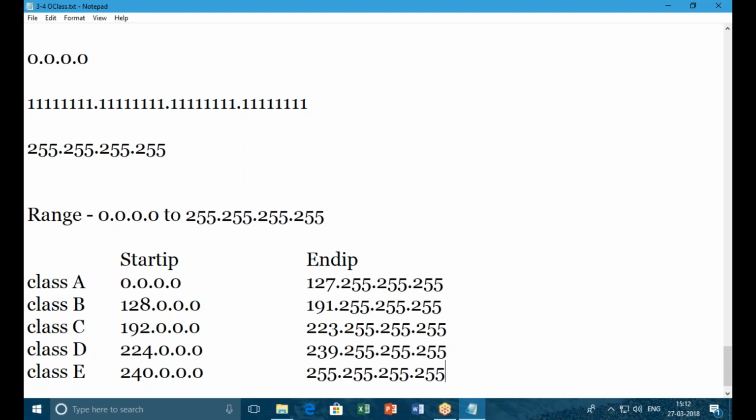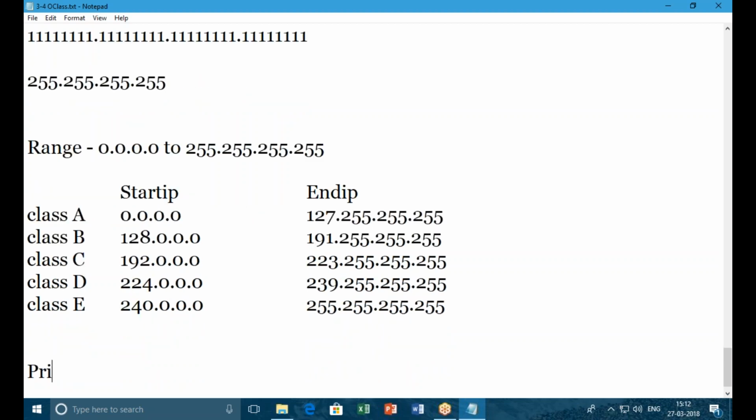Okay. Now, how do we get these ranges? It's based on the priority bit. Why should class A end with 127 or why should class C start with 192? The ranges we get based on the priority bit. Now, what is this priority bit? A priority bit is the leftmost bit of the first octet.